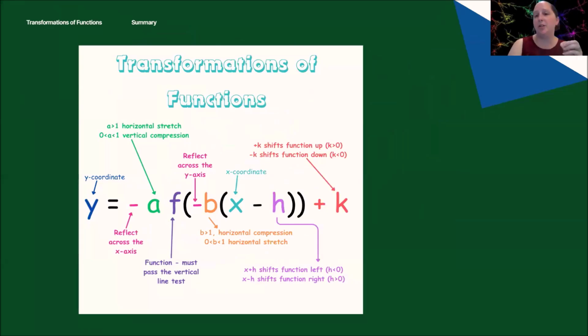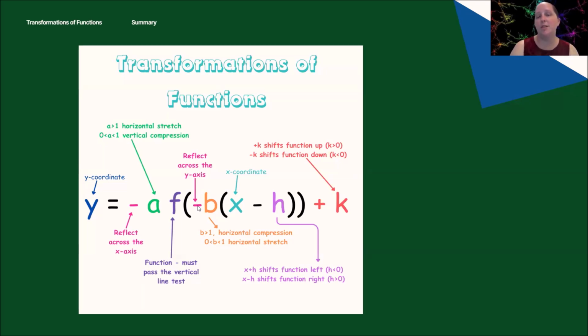So again, transformation of functions, this is really your summary. You have your y coordinate, that's where you start. Equals, if you have this negative sign out in front, that's a reflection across the x-axis. Your a is a vertical stretch or compression, depending on what it is. If a is greater than 1, it's a vertical stretch. If it's between 0 and 1, it's a vertical compression. Sorry, that should say vertical. The function must pass the vertical line test, otherwise it's not a function.